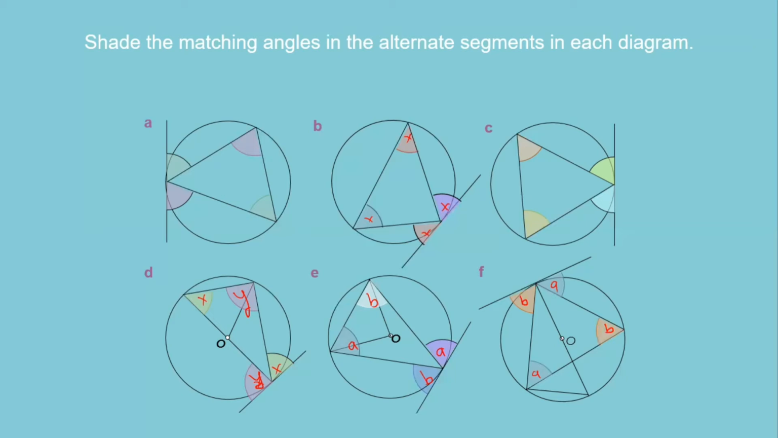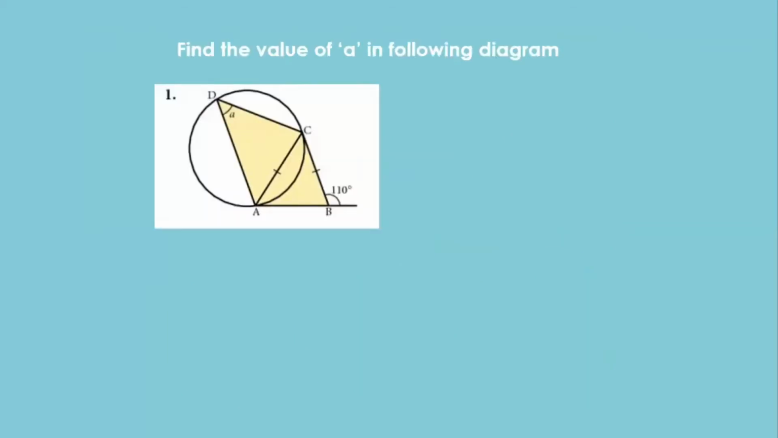Okay. Let's start with some more problems on the alternate segment theorem, children. Here is a question from your own book. You have to find the value of A.